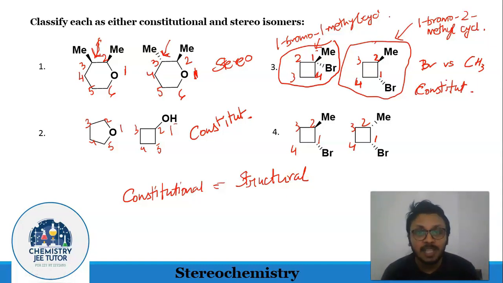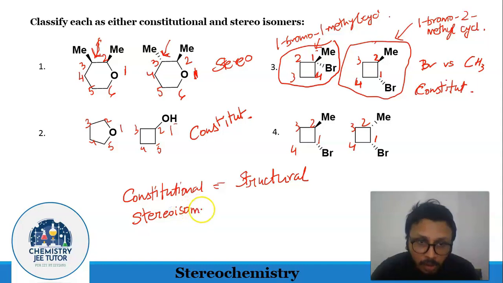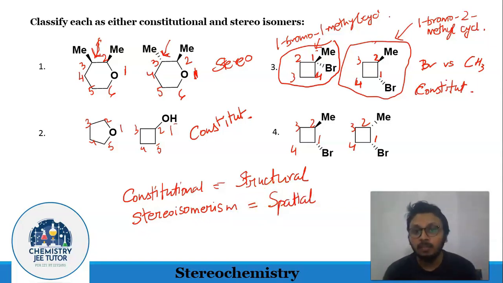So just because we are saying that it is constitutional isomerism, you shouldn't forget that constitutional and structural isomerism are the same. Same case, stereoisomerism and spatial isomerism are the same terms. So don't get confused if the examiner tells you to classify them as structural or spatial, because we have learned constitutional and stereo. You have to remember that constitutional is the equivalent word for structural. Stereoisomerism is the equivalent word for spatial. Okay, so let us get into this.